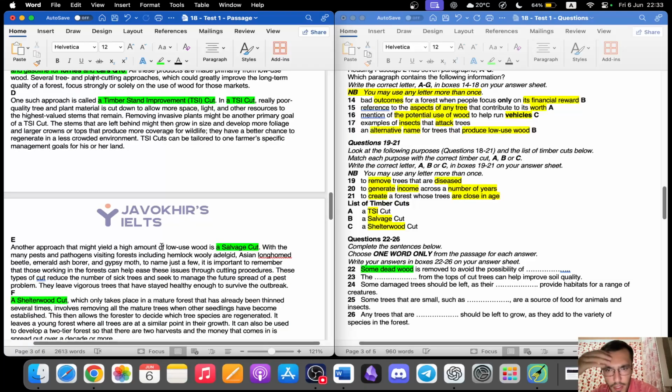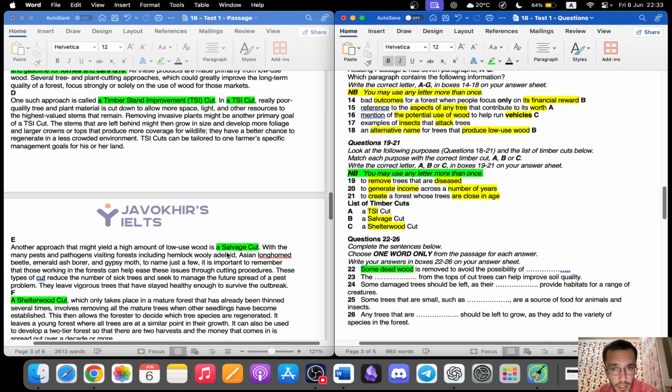A TCI cut, salvage cut to remove trees. Not really. It's not saying anything from here. However, also we have to make sure that it is telling you we can use any layer once.